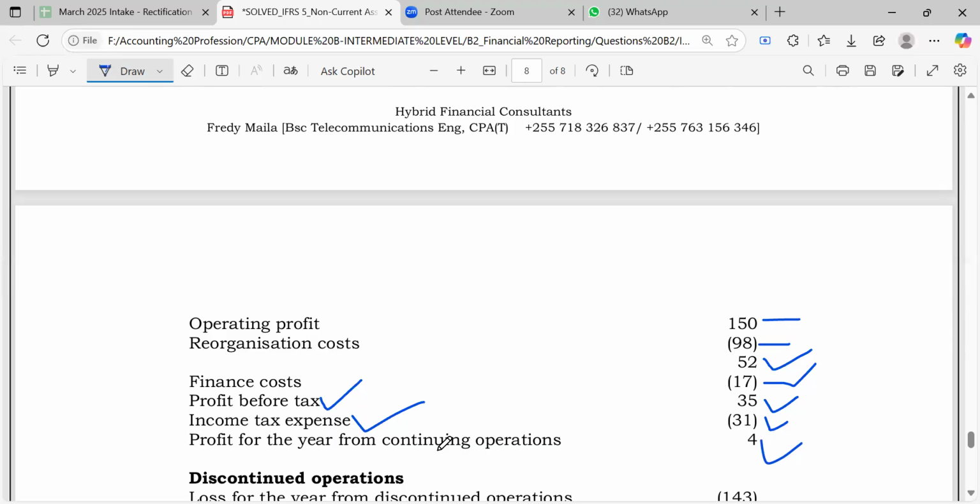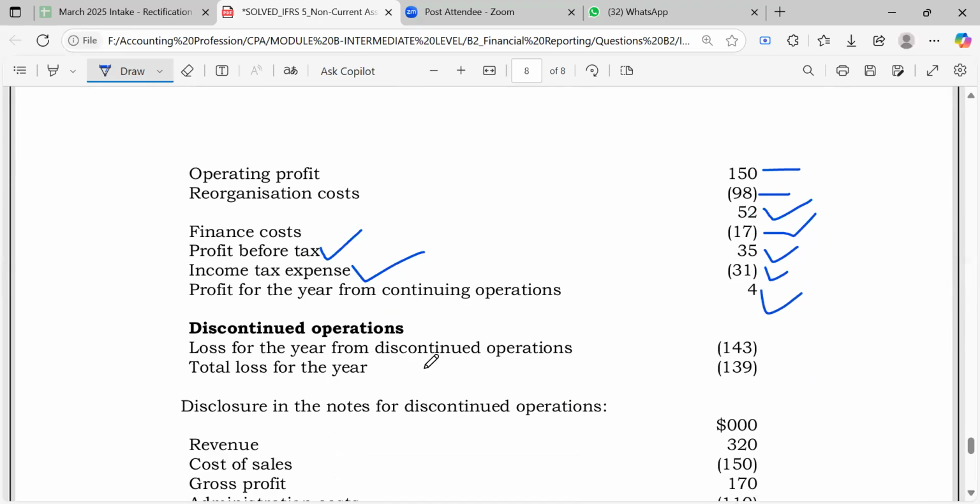Operation. So after that, you proceed with discontinued operations. You can see you just separate them. And if you go to the principles, we say that for discontinued operations you can have the loss. You're told that the loss for the year from discontinued operations is 143.